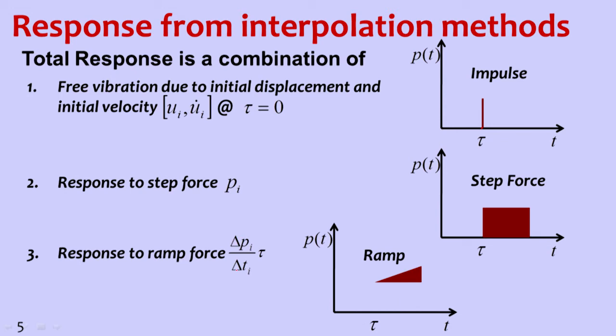Ramp force is delta Pi by delta ti into tau. This is a ramp force. So three things are there: response to free vibration at this location, because actually the force is coming and stopping at this point. From here there is free vibration, that component we want, and then suddenly there is a step force at that point, and then ramp is also there. So these three quantities we need to find out.